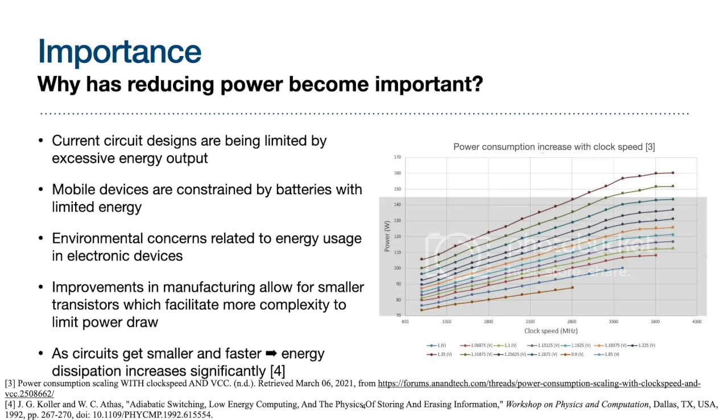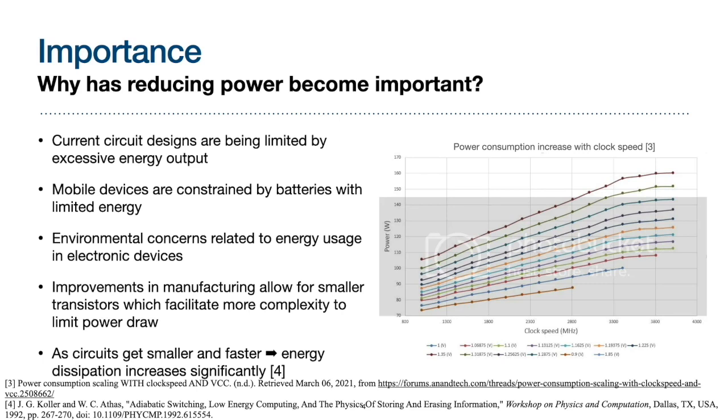First, it's important to note that current circuit designs are limited by their heat output. In many cases, transistors are capable of switching faster, but because of the heat they generate, we cannot design faster circuits to take advantage of this. Secondly, there are many devices where power consumption is extremely important. This includes mobile devices such as smartphones and smartwatches, as well as Internet of Things devices such as smart door locks, which need to run months or even years off of a very small energy source.